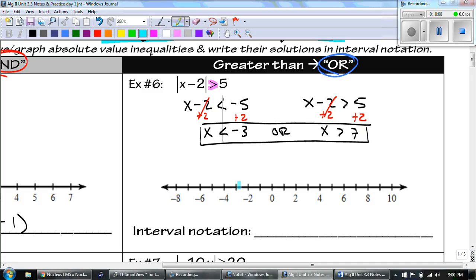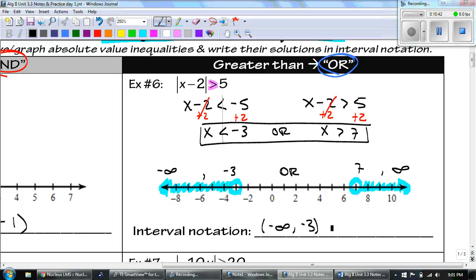There we go. Okay, so at -3 I'm open and I'm less than, so I shade to the left. And then at +7 I'm open and I shade to the right. Okay? So when we're doing this in interval notation, remember it starts at -infinity and then we have the break until -3, or it goes to -3. Here's my or right here, that's our union. And then we go to 7 to +infinity. So now we're just going to write that. And everything's brackets because everything's open. And we don't have any closed points.